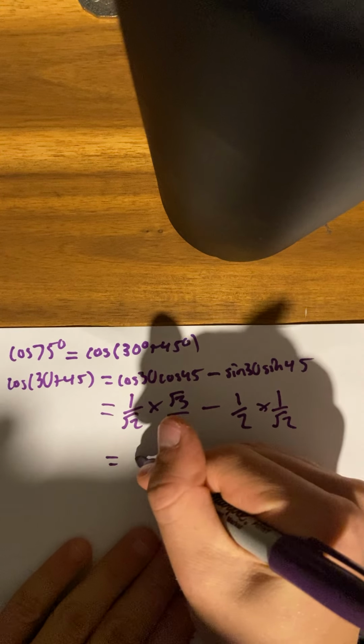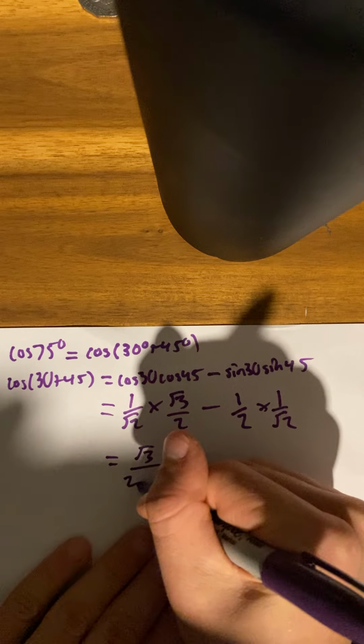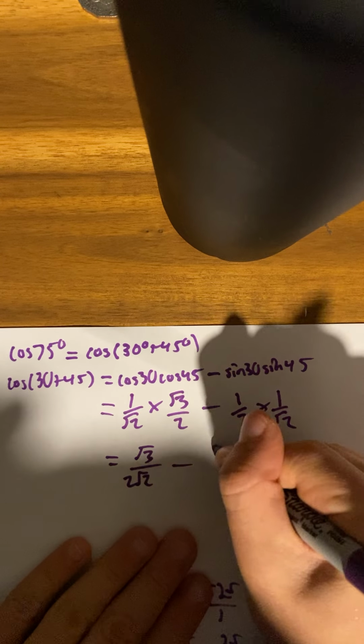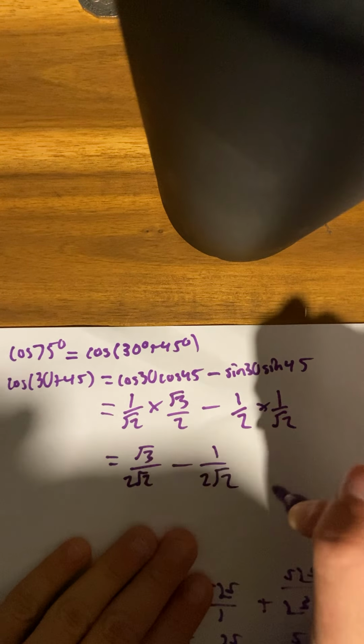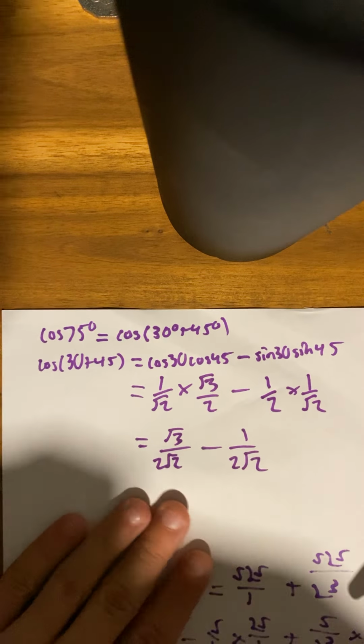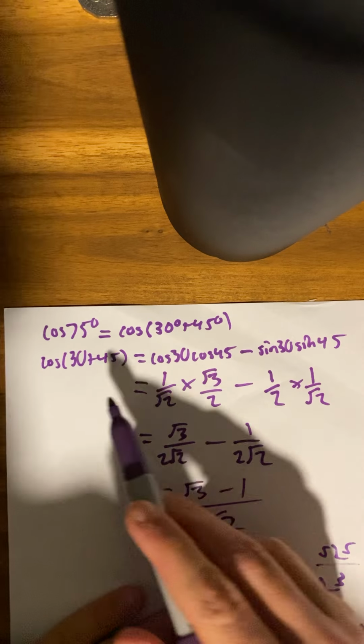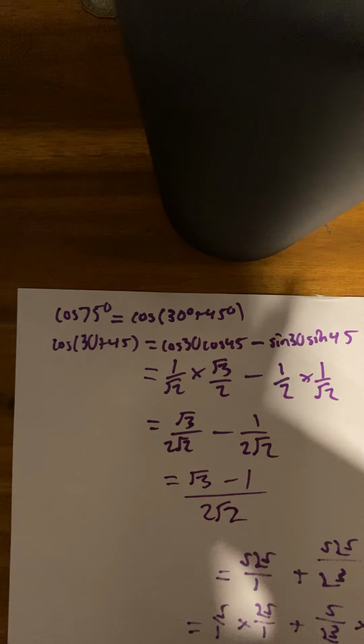And if we simplify this, we get root 3 on 2 root 2 minus 1 on 2 root 2. Now we can simply simplify this and we get root 3 minus 1 on 2 root 2. And that is the exact value for cos of 75 degrees.